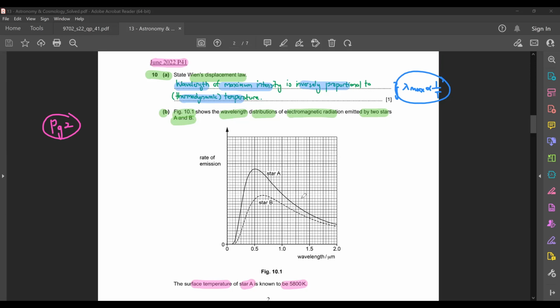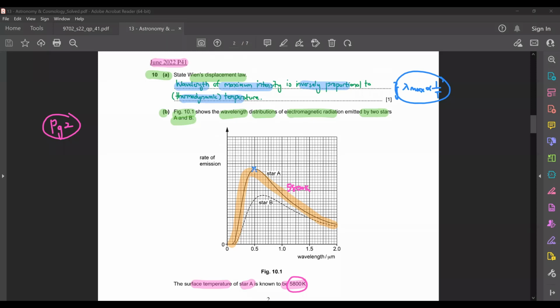So when you see a graph shape that looks like this, you are probably going to be using Wien's displacement law in the following question. So let's just look at the wavelength at maximum intensity first. For star A, which is this curve in orange right now, we already know that the surface temperature is 5800 Kelvin. This is what the question already stated. So from here, we are interested to know what is the wavelength at maximum intensity, or the wavelength at peak intensity. So it should be this point here.